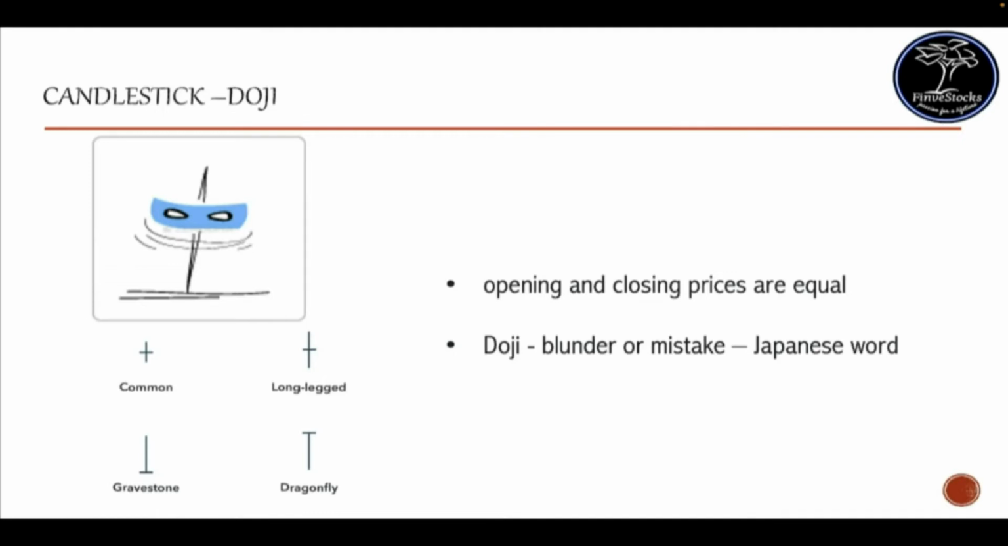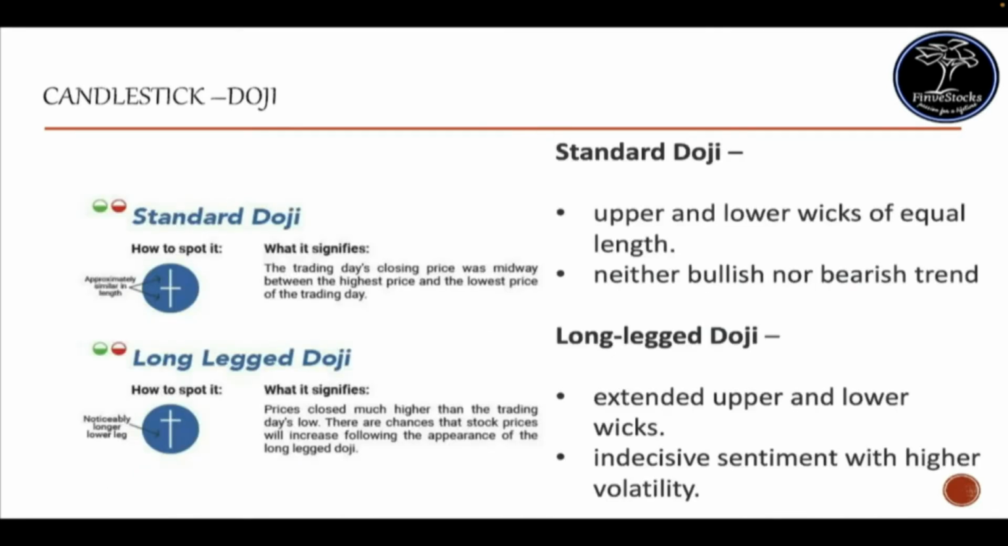There are mainly 4 types of doji candles. The first one is the common doji, also called the classic doji. The second one is the long-legged doji. The third one is the gravestone doji and the fourth one is the dragonfly doji. Each one we will see in detail. First one is the standard doji.